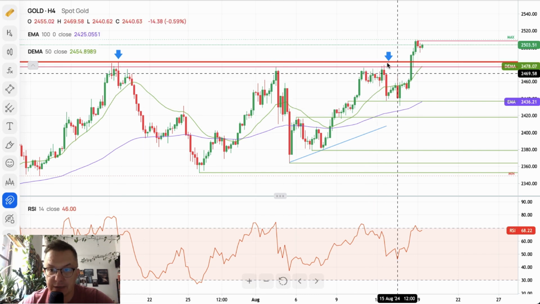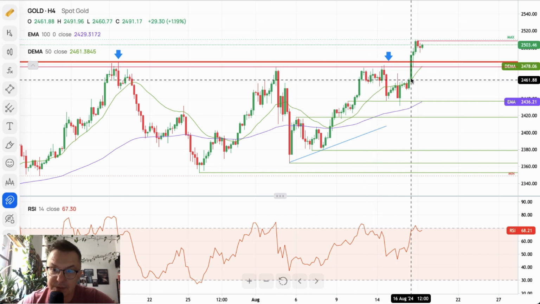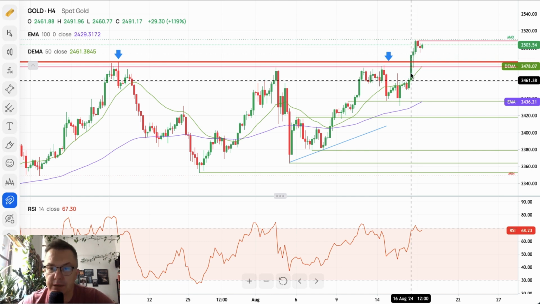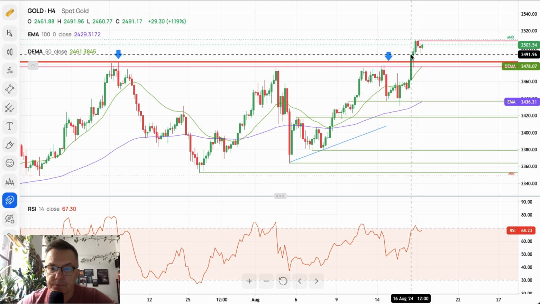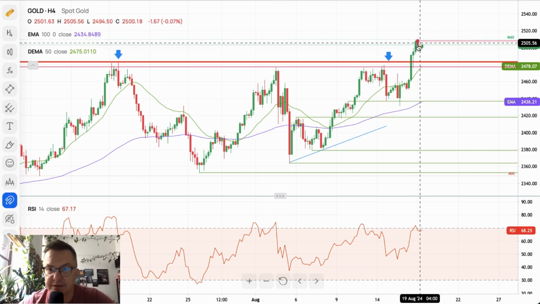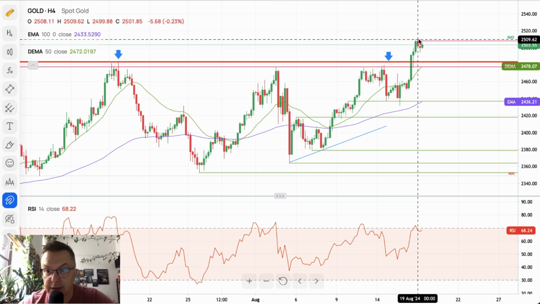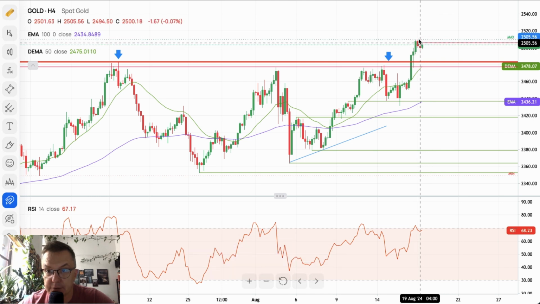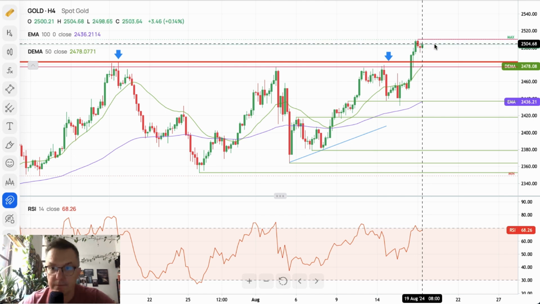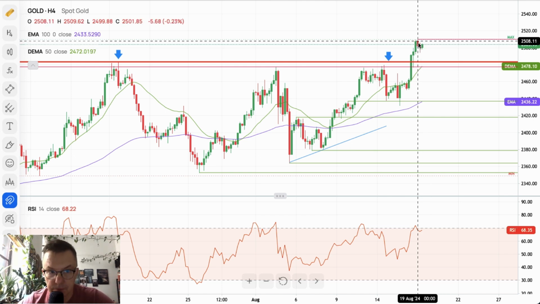So we got plenty of attempts to break it, and now you see this breakout candle. This is exactly the breakout candle every bull wants. Big, nice candle to the upside, confirmation, extension to the upside, and then some kind of a pause. The market is now consolidating the recent gains right below that all-time high on gold, 2,509.62 for the day of August 19th, early morning.